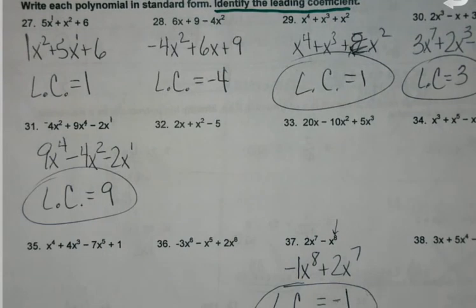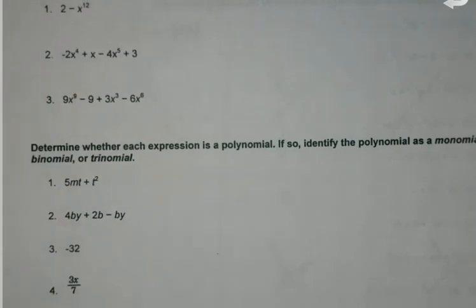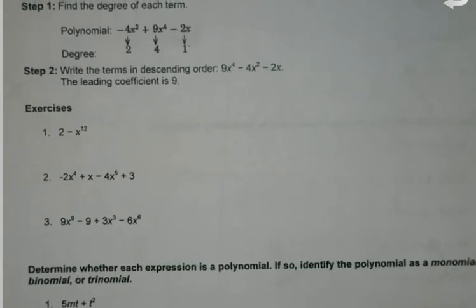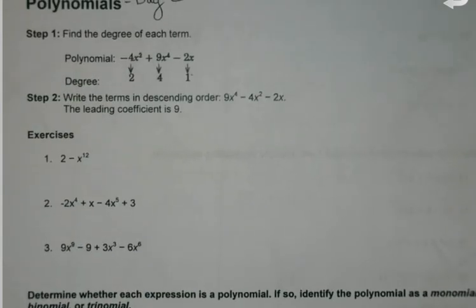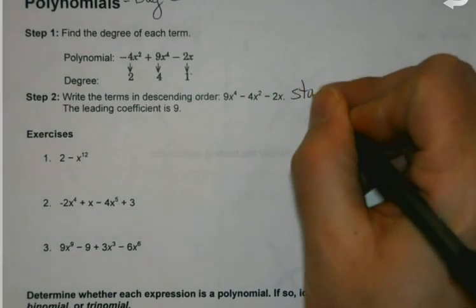So, as you come off of this sheet and onto the homework, I just want to put this up to make sure that we're doing things the right way. Here, it says find the degree, and then write the terms in descending order. In other words, write them in standard form.